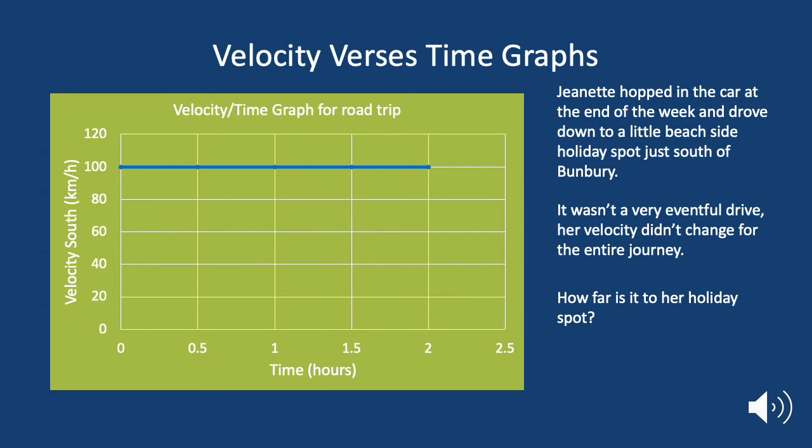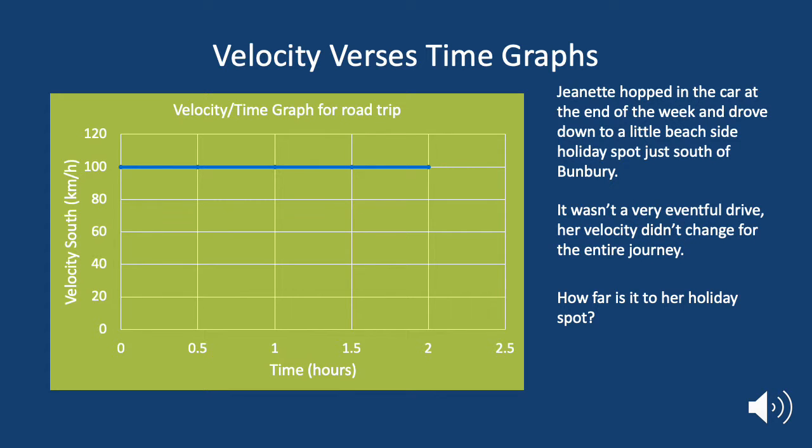Okay, so here we go. We've got a story. Jeanette hopped into a car at the end of a week and she drove down to a little beachside holiday spot just south of Bunbury. It wasn't a very eventful drive. Her velocity didn't change for the entire journey. She travelled at 100 kilometers an hour and she travelled for 2 hours. How far was it to a holiday spot?